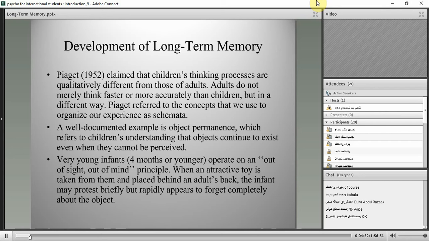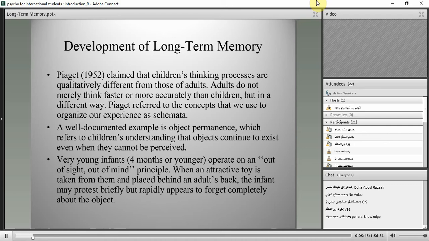Now we will continue with the development of long-term memory, and you know that our semantic memory helps us store and organize the knowledge related to objects, persons, and processes, and a body of knowledge related to skills, how to do social skills, spatial skills, all right. Based on the Piaget claim, children's thinking processes are qualitatively different from those of adults.